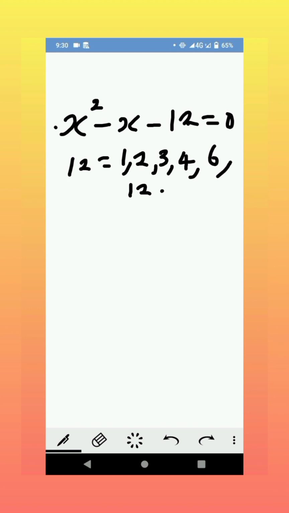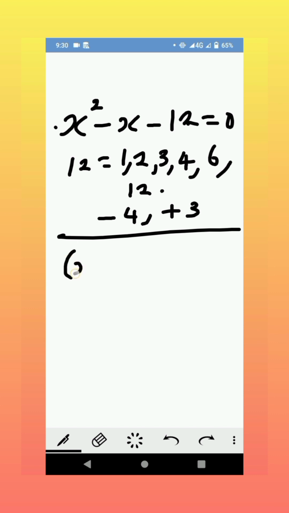The values will be minus 4 and plus 3. These are the values, so we substitute. So we have x minus 4, and we'll have x plus 3, and this will be equal to 0. Of course, each of them will be equated to 0.